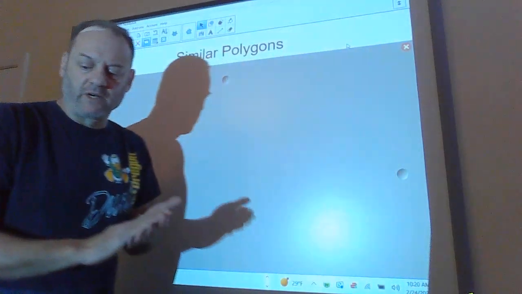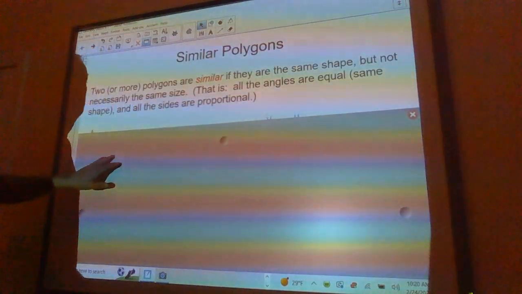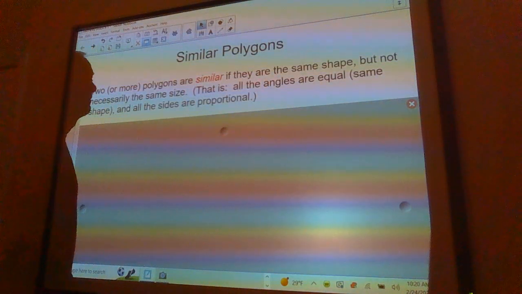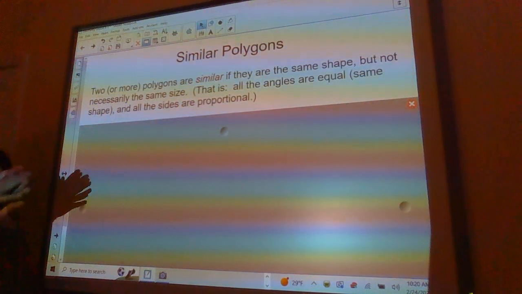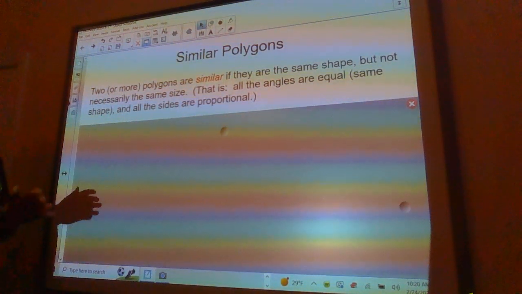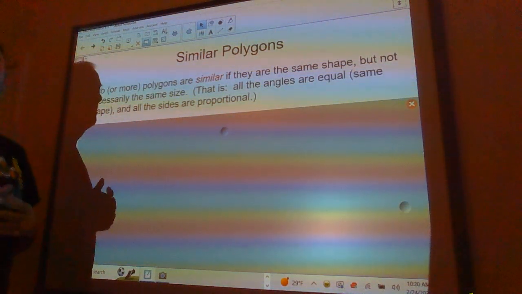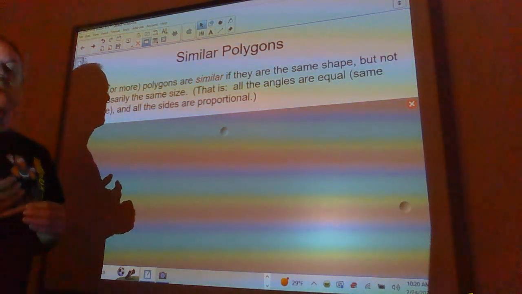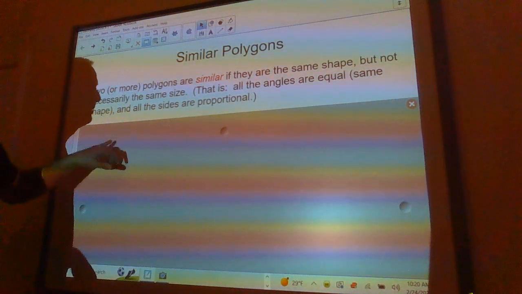Hello, everybody. Today we're going to talk about similar polygons. Two or more polygons are similar if they're the same shape, but not necessarily the same size. That means that all the angles which determine the shape are equal, but the sides are not equal, but they are proportional. They're the same ratios all the time.